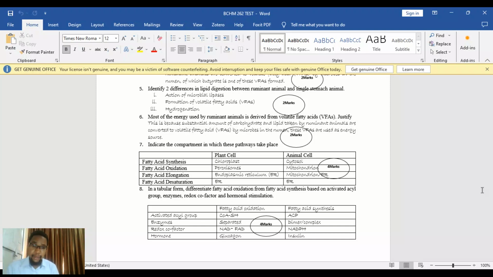enzymes, microbial degradation of carbohydrate and lipids in the rumen of the ruminant animals, and how this leads to formation of volatile fatty acids. And we said the volatile fatty acids form part of the energy demands, or meet the major part of the energy demands of the ruminant animal. And question 7 says indicate the compartment in which these pathways take place. I think I gave you this.